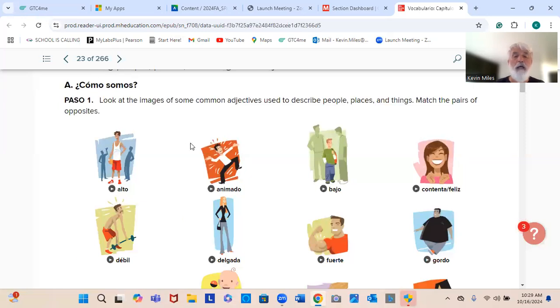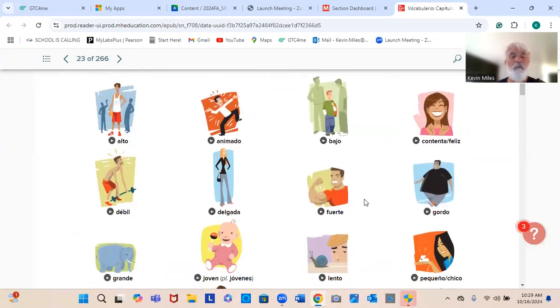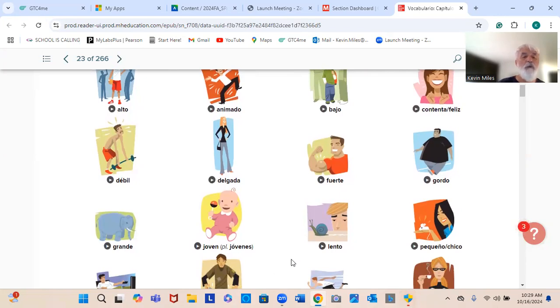Alto means tall, animado, animated, bajo with a J, the J is pronounced like an H, is short in stature and height. Happy, contento, or feliz, there's a couple ways to say it. Weak is débil. Think of debilitating in English. Débil, weak. Thin, delgada. Strong, fuerte. And as we go through these, notice I'm giving you some of the opposites. Fuerte is strong. Débil is weak. Learn your opposites. You're going to be asked them on your exam. They might give you débil and say, what's the opposite? You should know it. Gordo, fat. What's the opposite? Delgado.